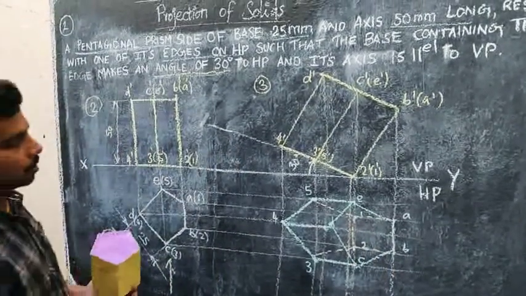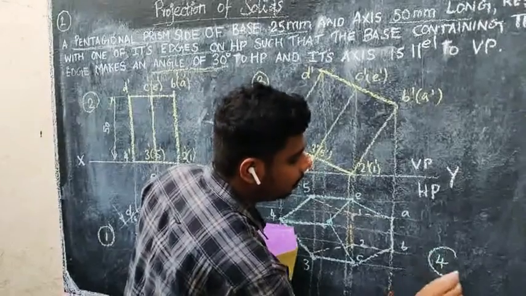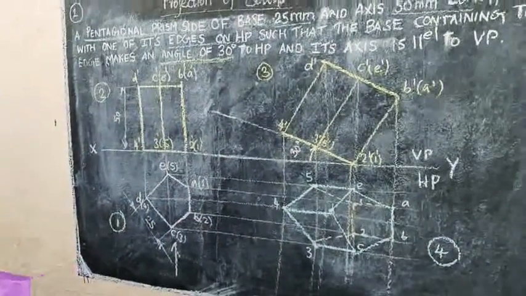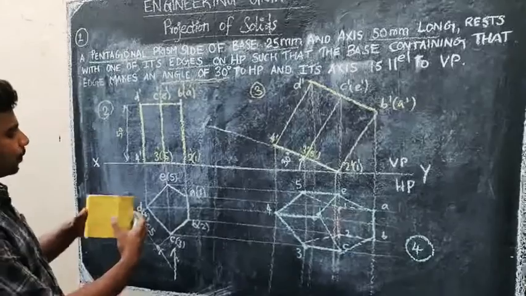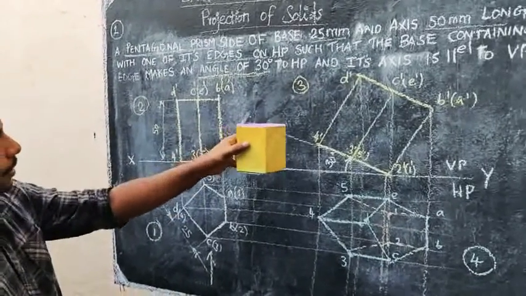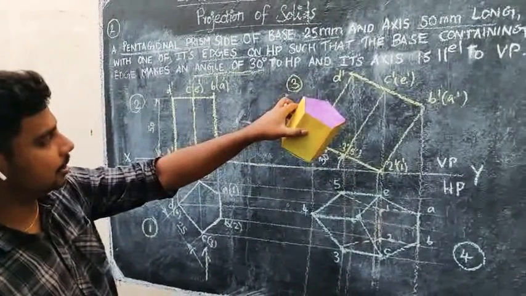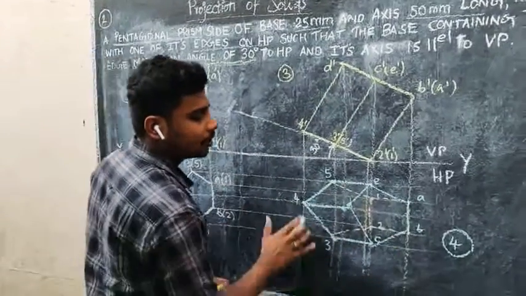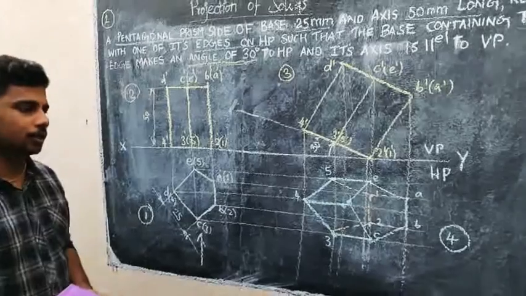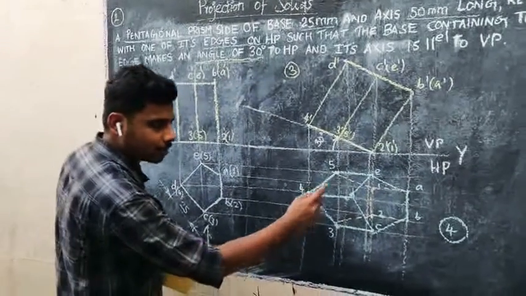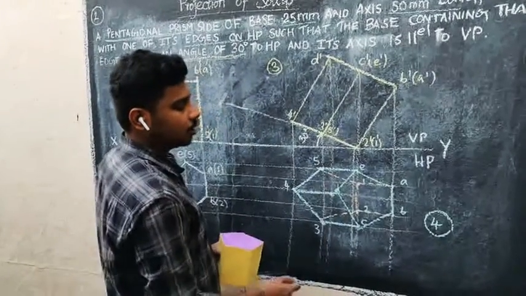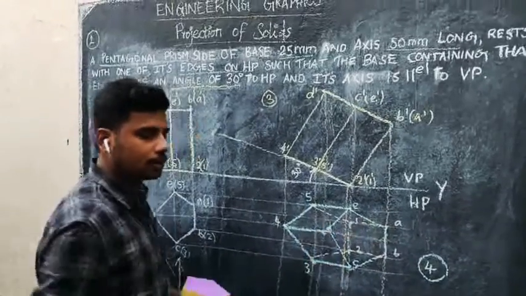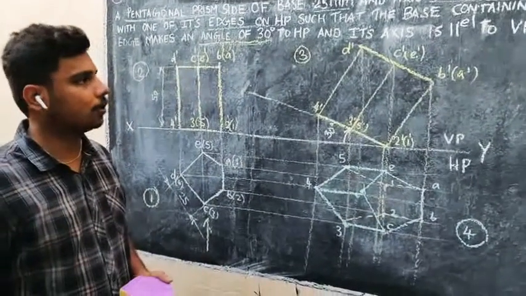So this fourth one will be your final output for this problem. So what I'm going to do, I have placed my object on HP and then I just made a 30-degree inclination. By combining this inclination with my initial view, I am getting the final output of the object, and you need to focus on where we need to draw the hidden line and where we need to draw the regular lines. Okay, thank you.